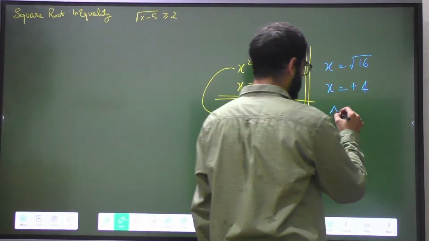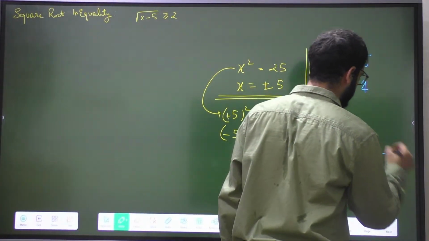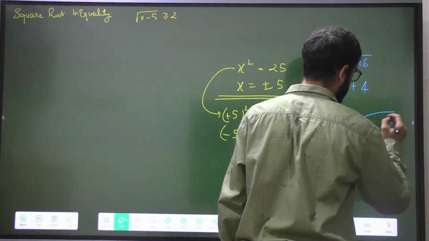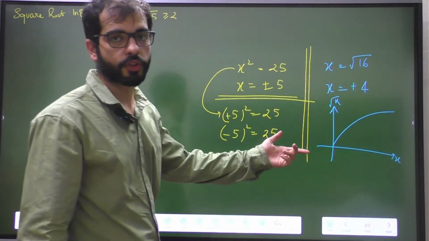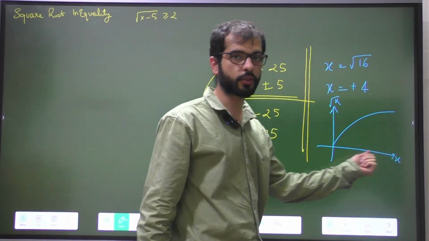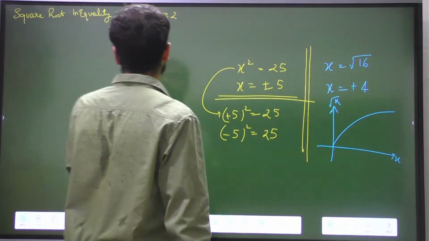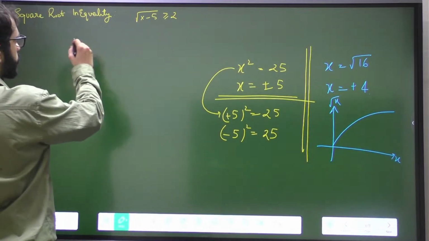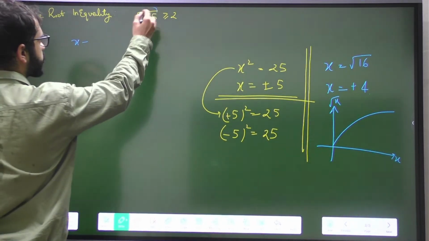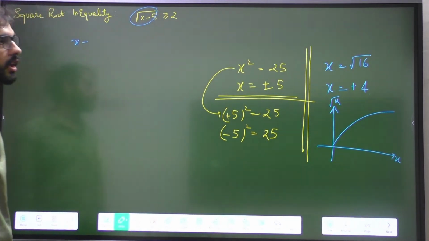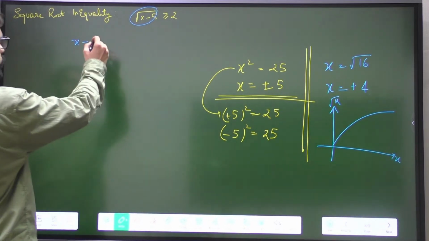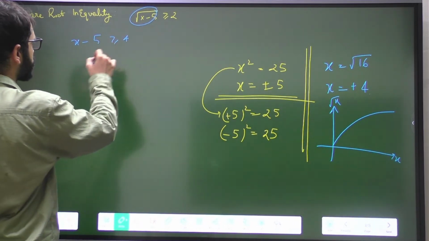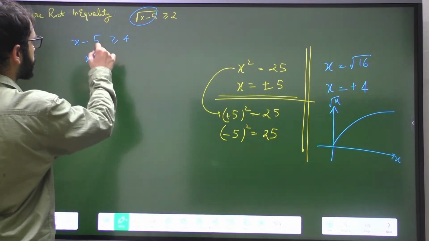For those who have studied further chapters, the graph of under root x looks something like this. There is no negative output. You can only input positive values, you'll only get positive output. So now let's try to solve this question. Squaring both the sides, if this term is greater than equal to 2, how do you think we can solve it? If I square both the sides, I'll get x minus 5 greater than equal to 4. So I can say x is greater than equal to 9.